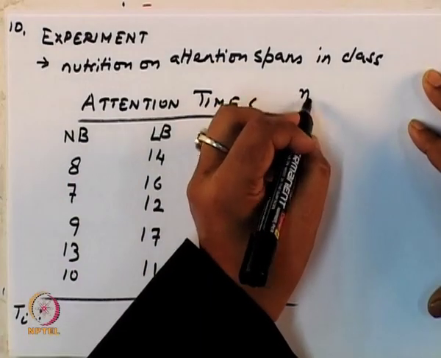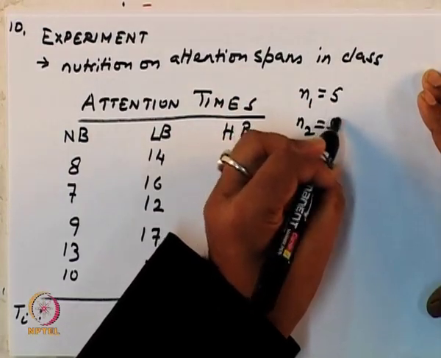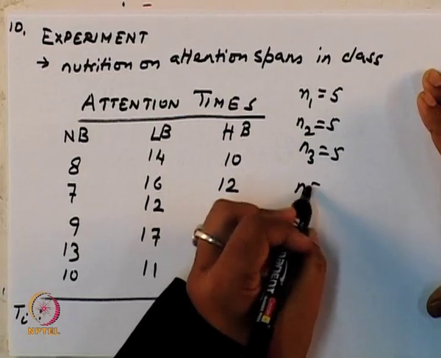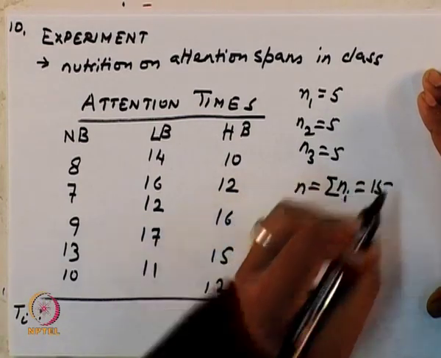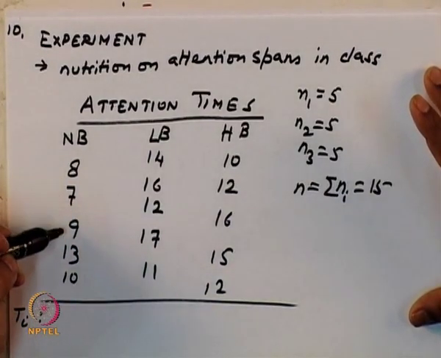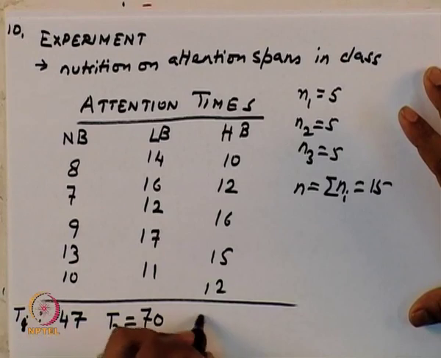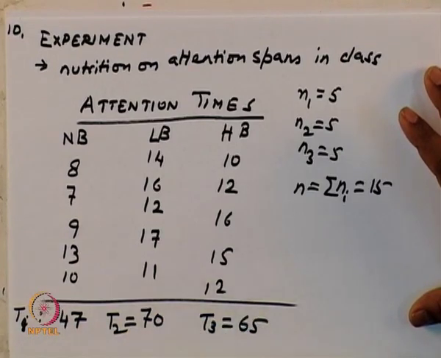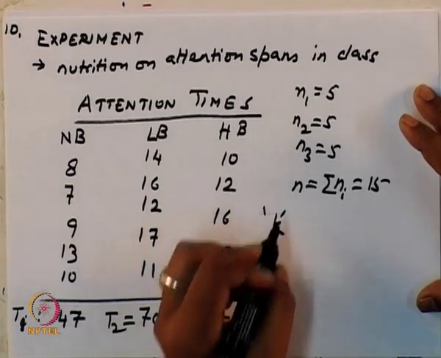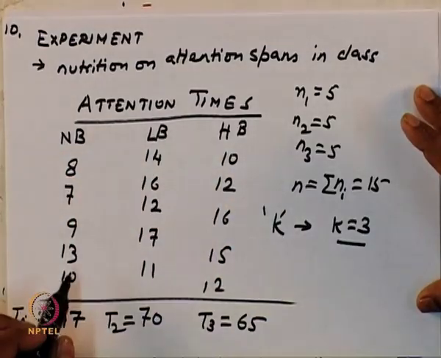So, N1 is the sample size for condition 1, which is equal to 5, N2 is also 5, N3 equal to 5. So, N, the summation of Ni, is equal to 15. What is the total sum of Ti? You can sum these up. This is 47, this is 70, so this is T1, this is T2, and T3 I can find out as 65. What is k? The k value is the number of populations. So, in our case k is equal to 3, you have 3 different populations.